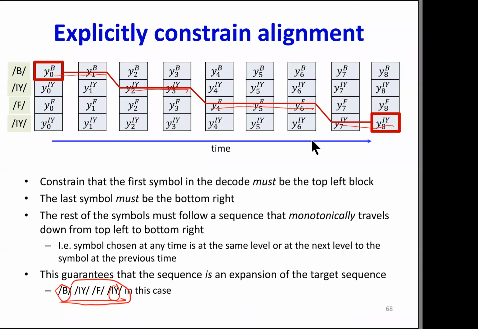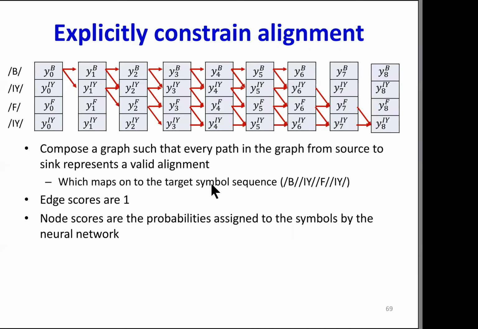This making sense? Right? And so how do you do this? Very easy. I'm going to compose a graph such that every path in the graph from source to sink represents a valid alignment of my compressed sequence to my input. Remember, I actually have x0 through x8 in this case, because I've got only 9 columns over here.